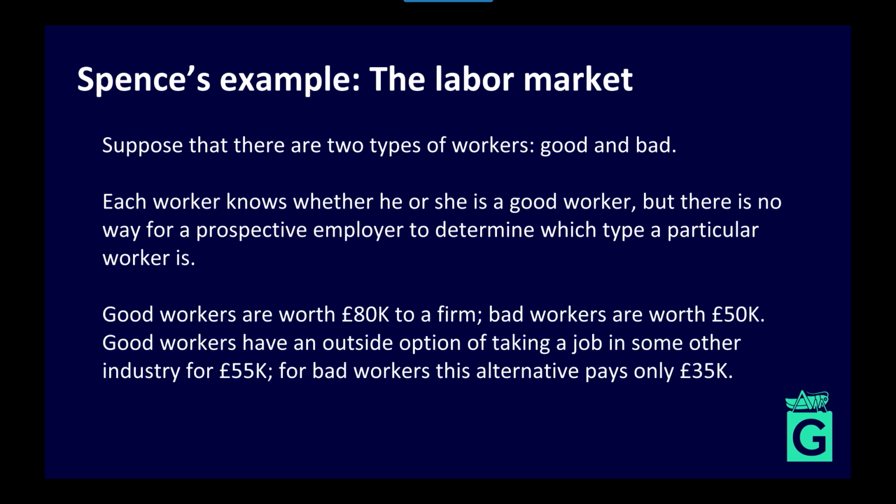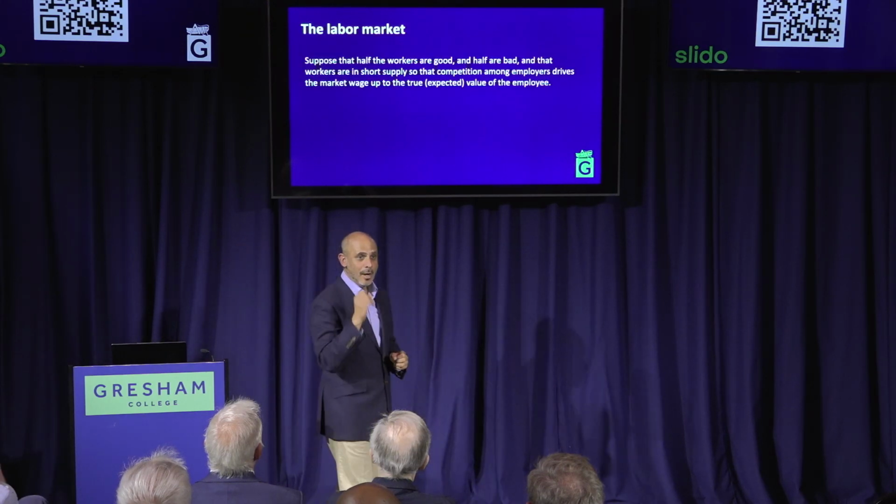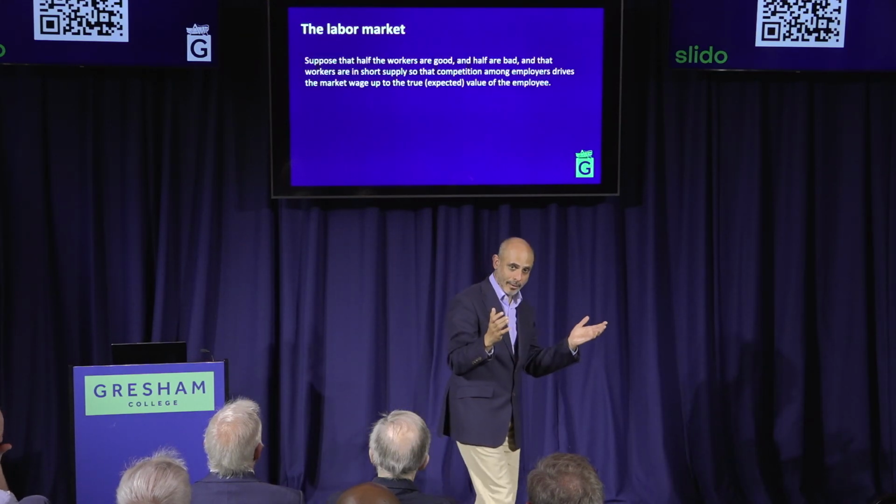But the good workers are worth $80,000 to a firm. The bad workers are worth only $50,000. The good workers have an outside option of taking a job in some other industry for $55,000. For bad workers, the alternative only pays $35,000. They don't really want to do this, but that's a worst-case scenario if they don't get a job in this industry. Now, the employer doesn't know who's good or bad, but they know that half the workers are good and half are bad. You just don't know which one.